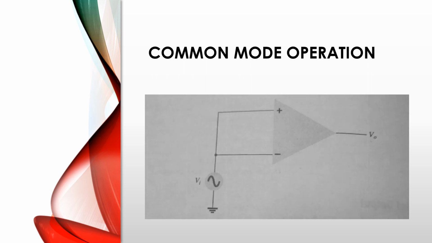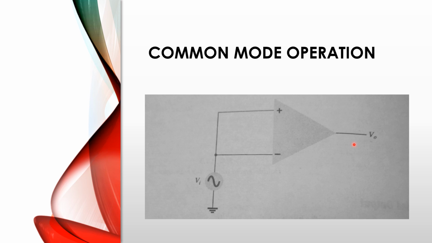So what is the common mode operation? This is the circuit diagram of common mode operation of an op-amp. This is the non-inverting terminal and this is the inverting terminal. These two terminals are commonly connected by an input signal voltage, and the result of the op-amp we get from the output voltage. So this is the common mode operation circuit diagram.